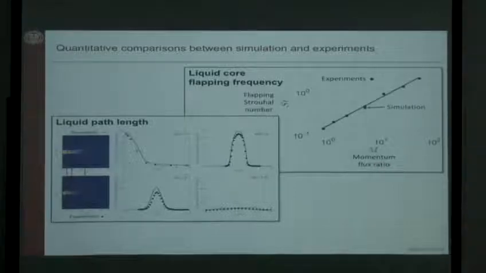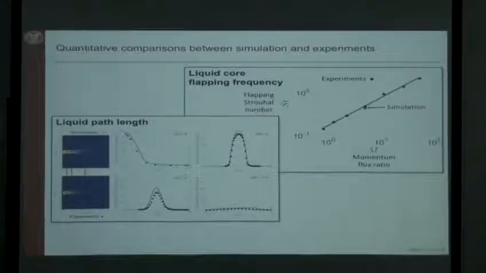There's a little bit of a shift in the virtual origin of the jet, and we're still working a bit on boundary conditions, in particular contact line physics and things like that. But overall, the agreement is pretty good. We can look at the flapping frequency of the liquid core. We're pretty much in agreement with the experiment.